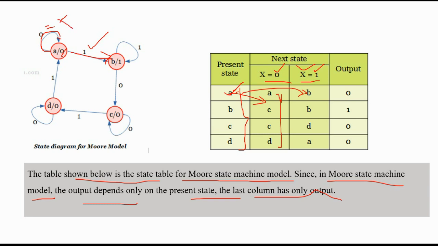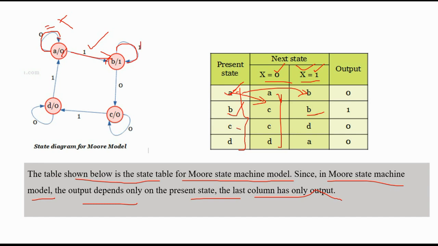In the same fashion, if you come to B, B goes to C when x equal to 0, and B goes to B when x equal to 1. That's why I have represented it like this.